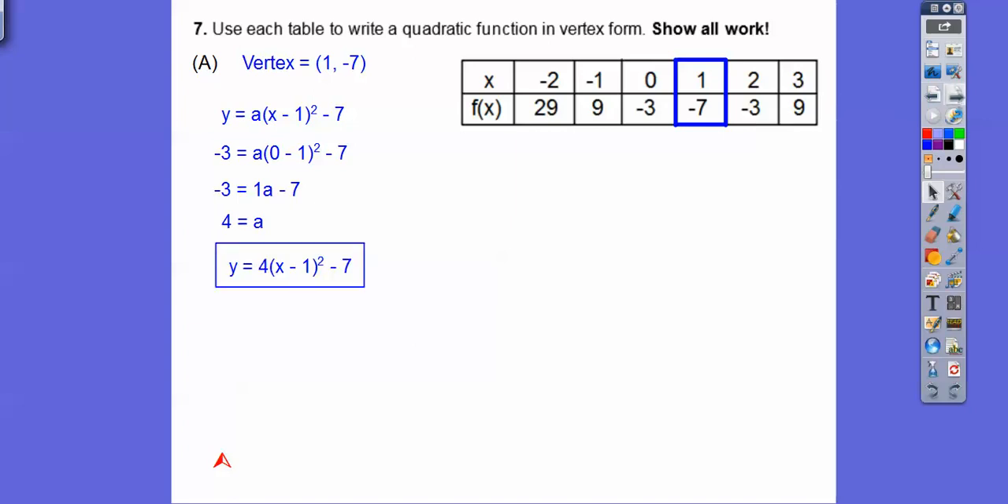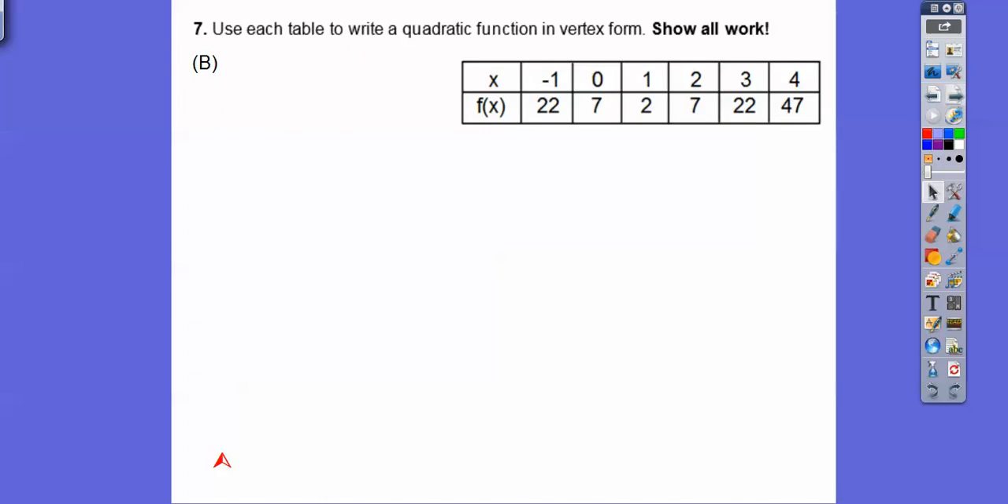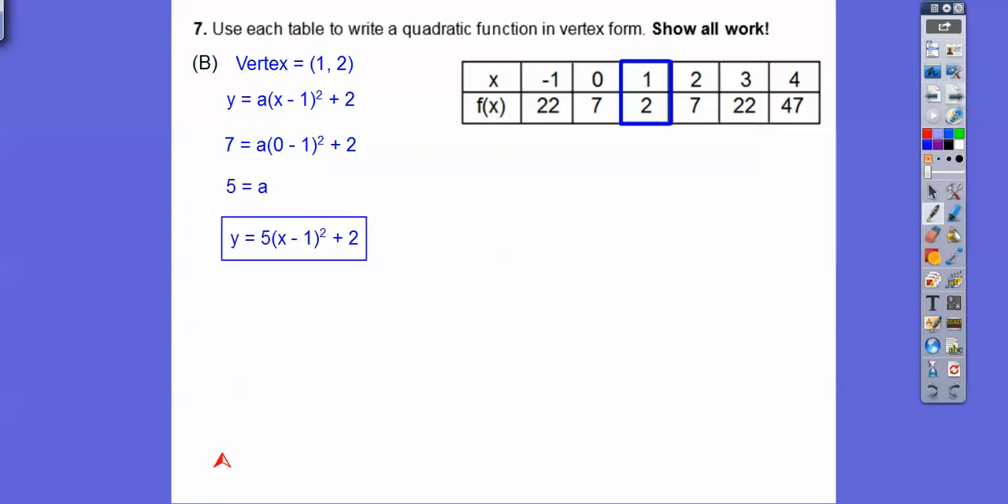All right, okay, one more I think. Okay, so where do these guys match up? Looks like they match up right here and right here, so that means that's the vertex right there. So we just put that in and solve for A. I chose the 0 again, so A equals 5. So there's our answer right there.